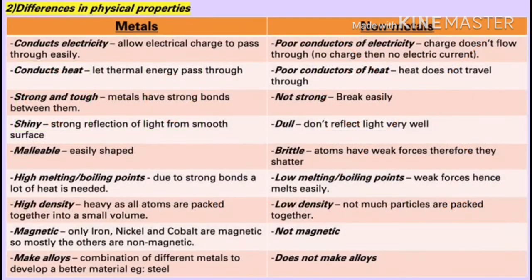The second property is physical properties, which is shown on the table for metals and nonmetals. Please make sure you learn these, as an exam question could ask you to compare the physical properties of a metal and a nonmetal.